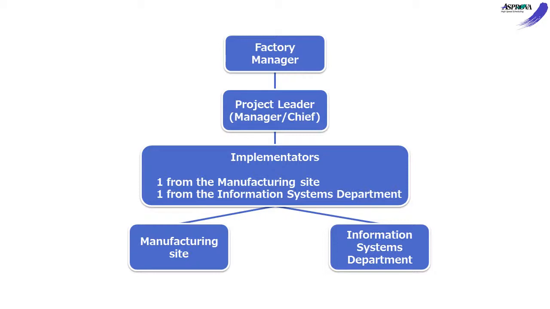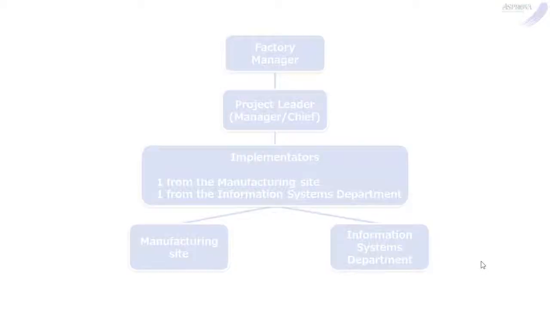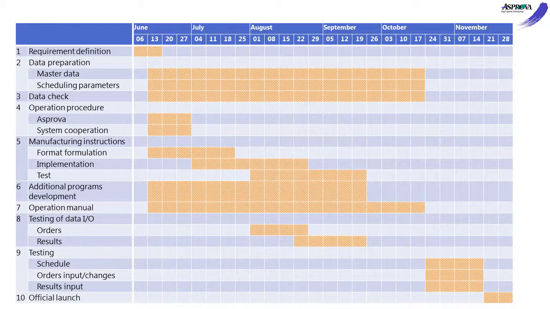For the people in charge of the actual implementation, please assign 1 or more people from your manufacturing site and 1 or more people from your information systems department. People from the manufacturing site know well about the scheduling requirements. At the same time, people in the information systems department are well experienced in system requirements. So, to ensure a smooth and successful implementation, it is very important to share the professional backgrounds and knowledge between the team members. It takes 3 to 6 months to complete the implementation of a project in most cases.